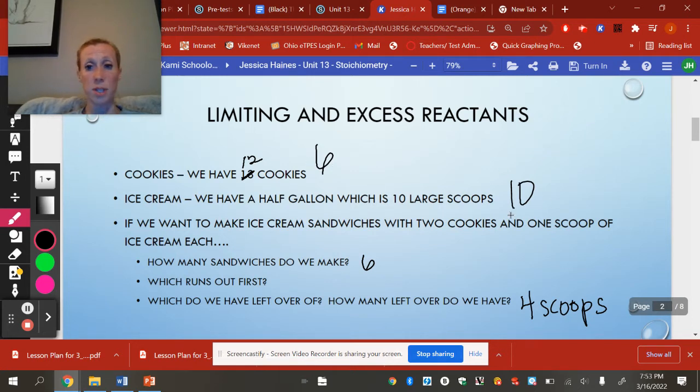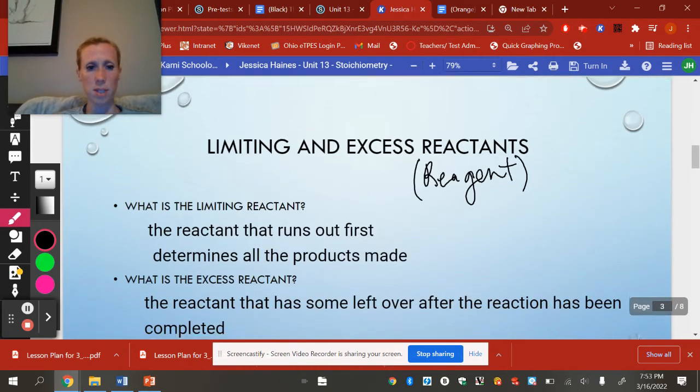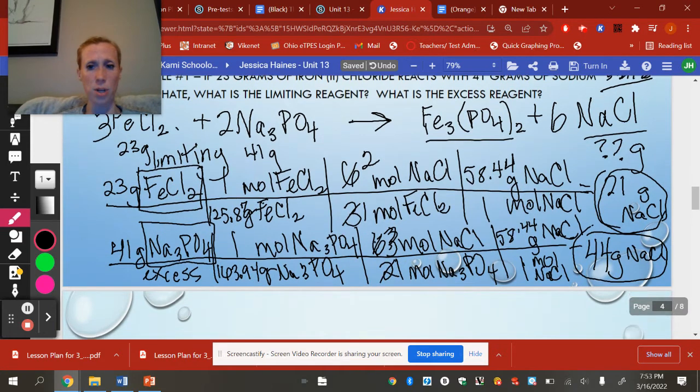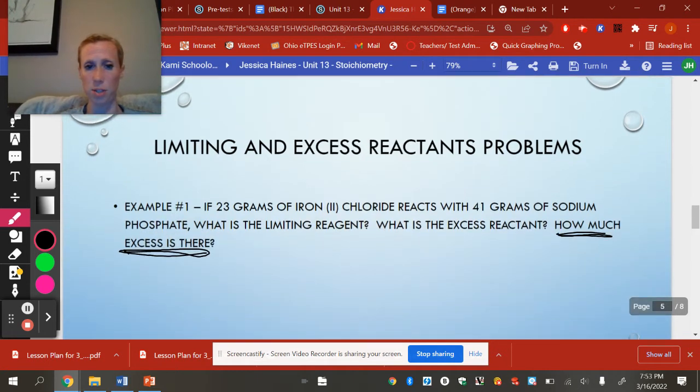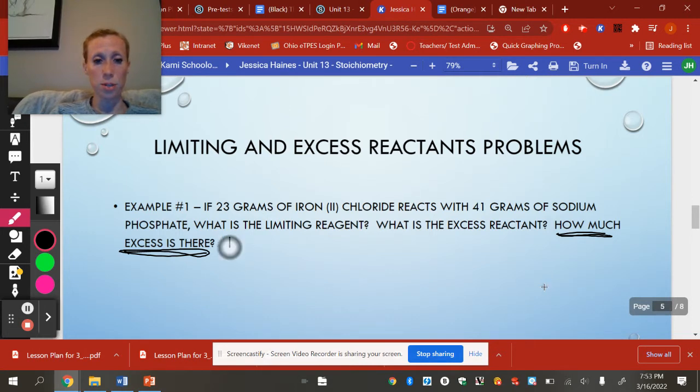We're going to use only 6 scoops, leaving us with 4 scoops left over. Okay, so same thing down here when you are trying to figure out how much excess there is. You have to build a bridge that goes from limiting to excess. So I'm actually going to put that here. When the question asks how much excess is there, that's when you build a bridge.